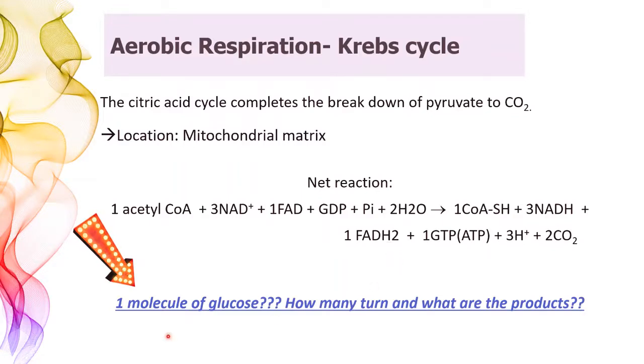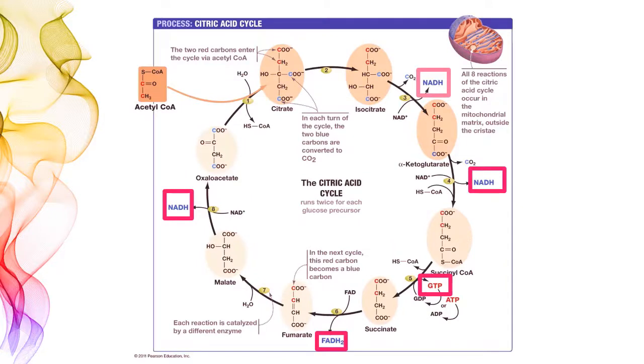At this point, you must make sure you understand that from one molecule of glucose, how many turns of the Krebs cycle will happen, and what are the main products. So this diagram shows one whole cycle of Krebs cycle. So acetyl-CoA will enter Krebs cycle, and there are a few products: NADH, ATP, FADH2, and also NADH. We will go through this Krebs cycle step by step.